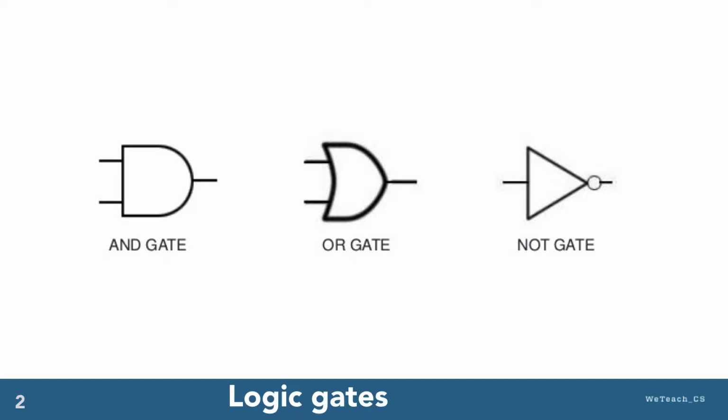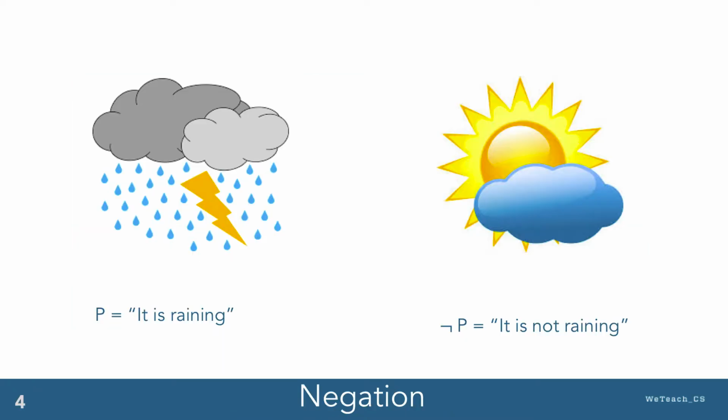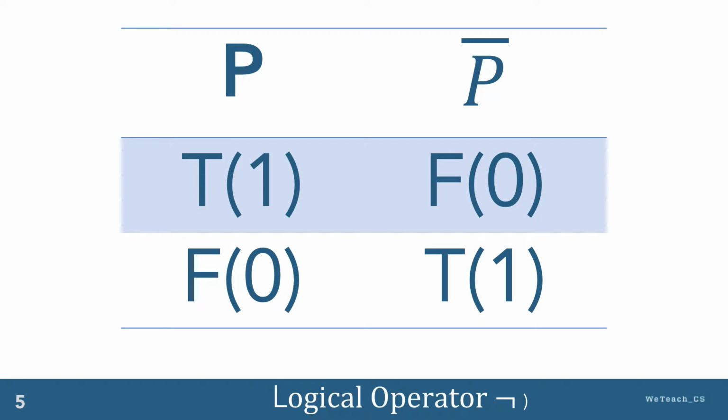Let us take a look at Boolean operations, which are and, or, and not. Boolean operators are also known as logical operations. Next, we will take a look at an example for the operation not. In this example, we are using the variable P to represent this proposition. P: it is raining outside. Not P: it's not raining outside.